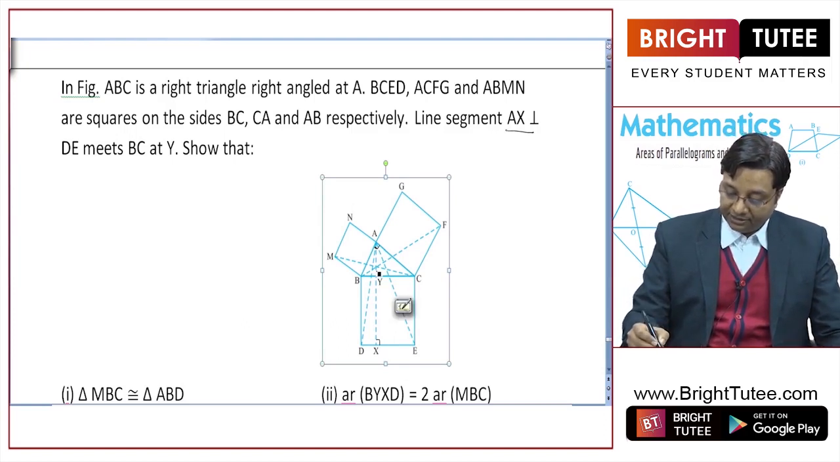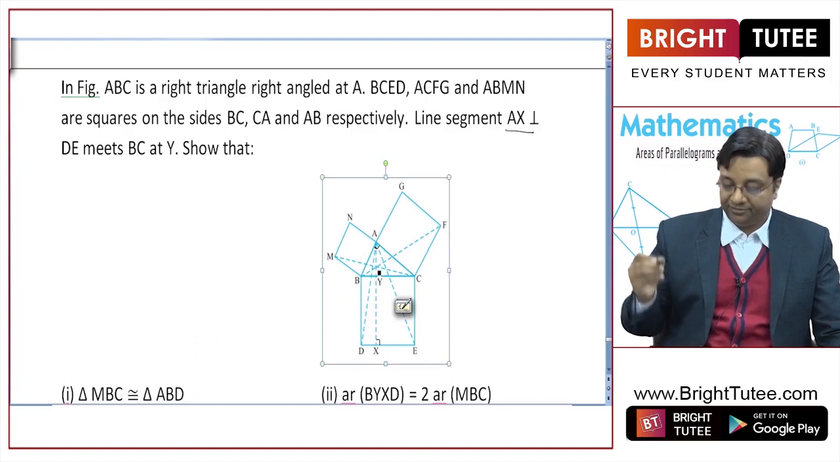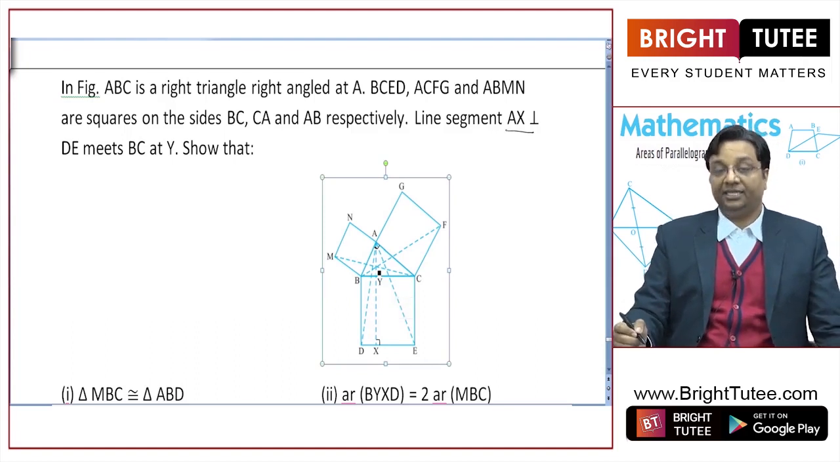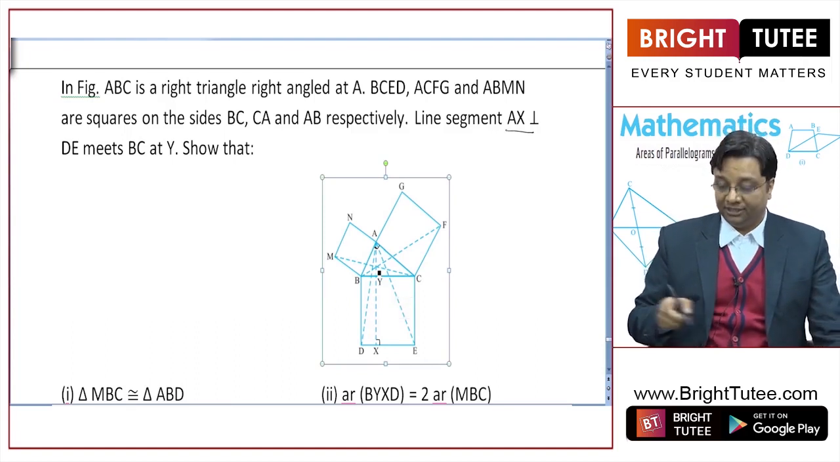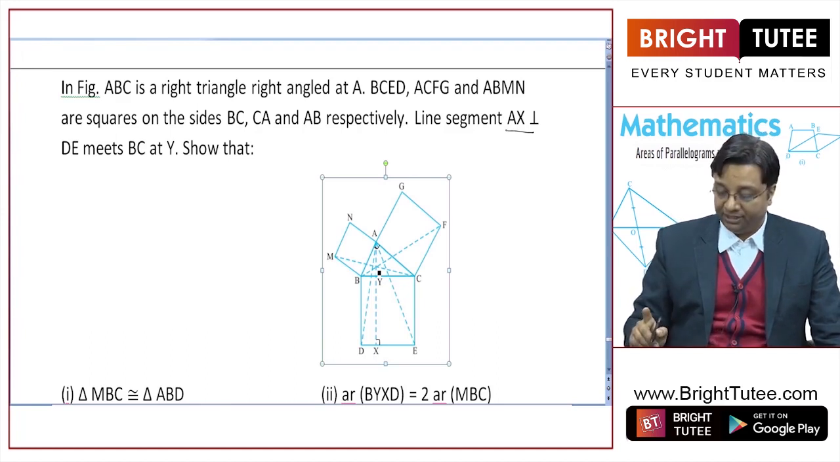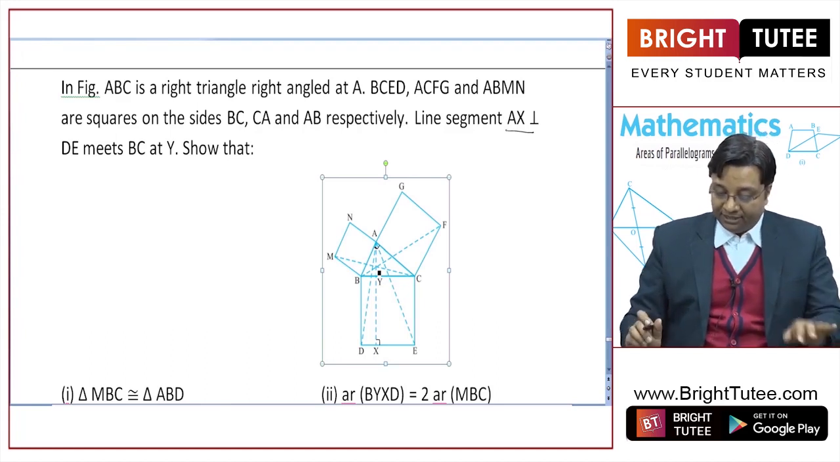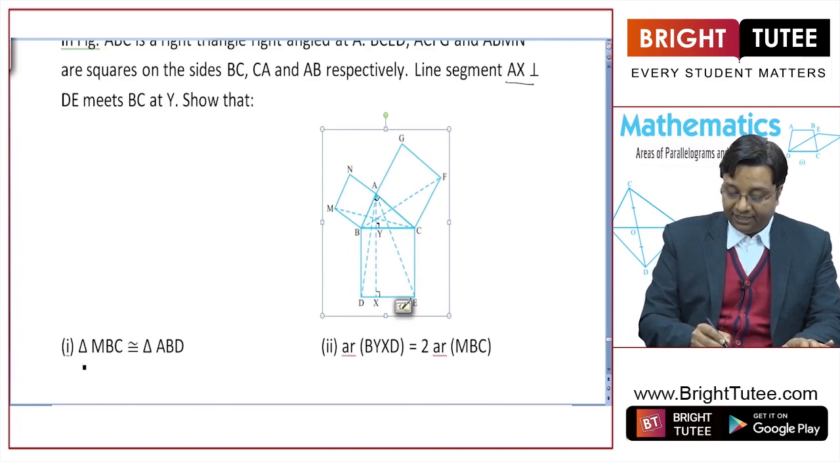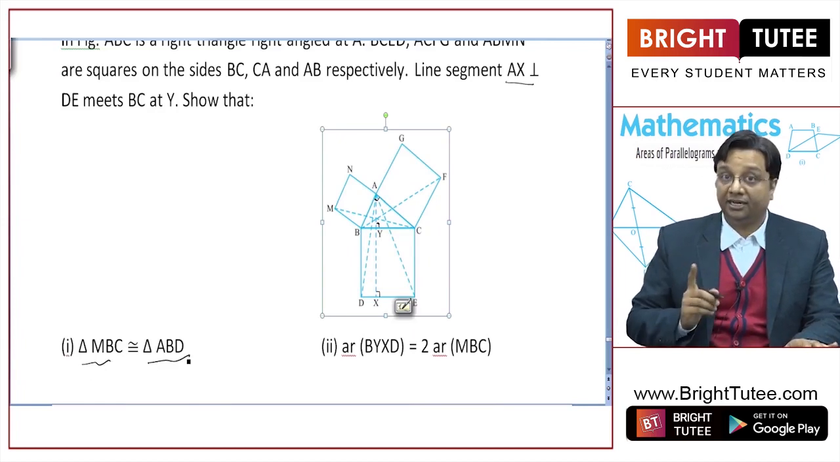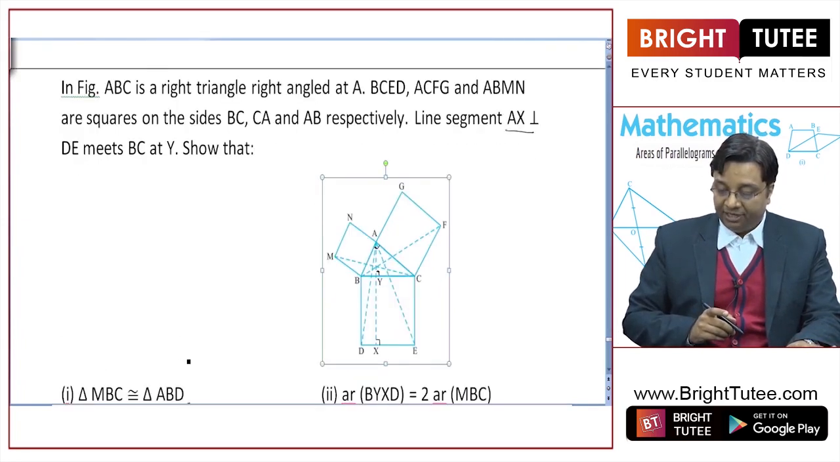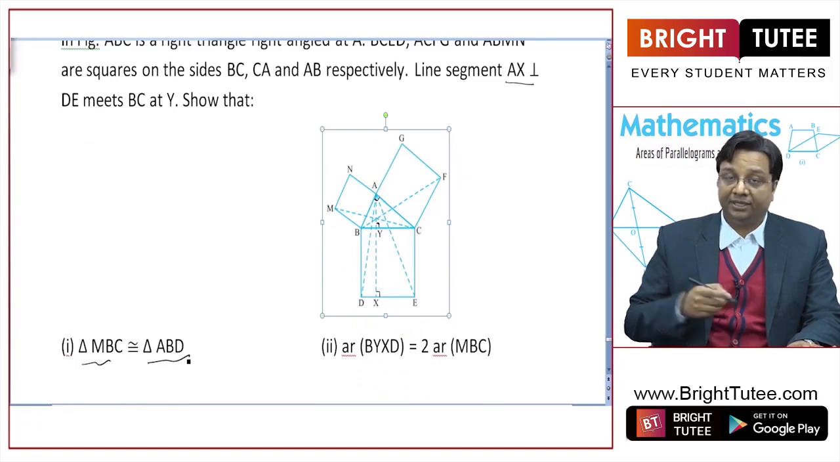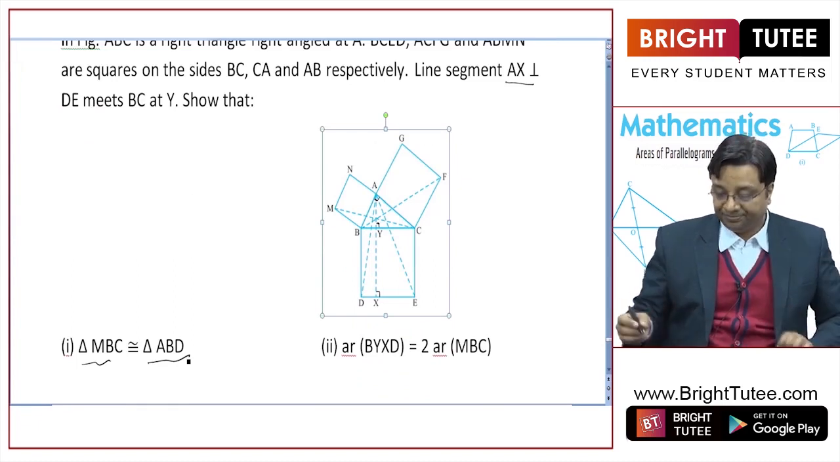So this angle will also be 90 degrees because BC and DE are parallel lines, right? Because these are the sides of this square BCED, right? Now we need to show that triangle MBC and ABD are congruent. So I may not write all these steps again, but I will make you understand this.